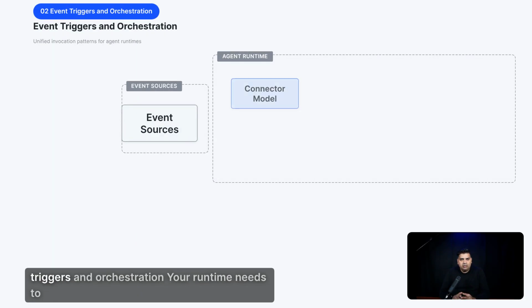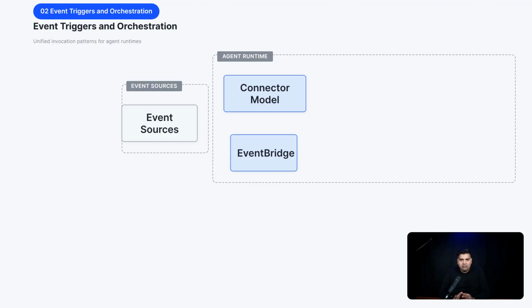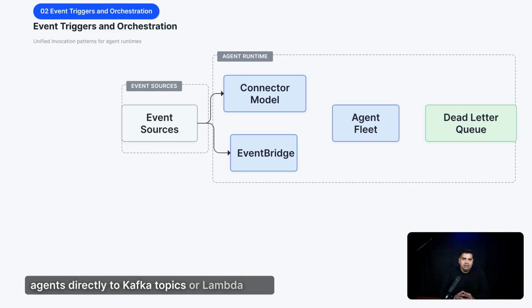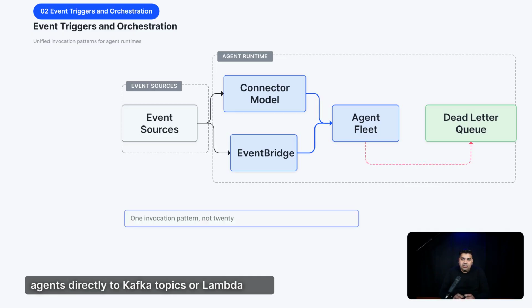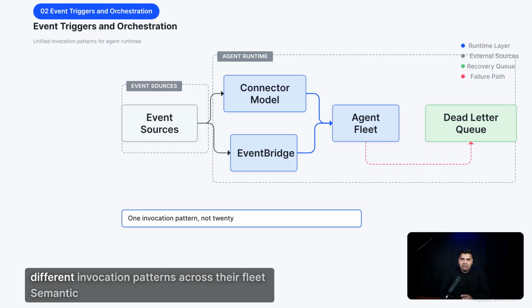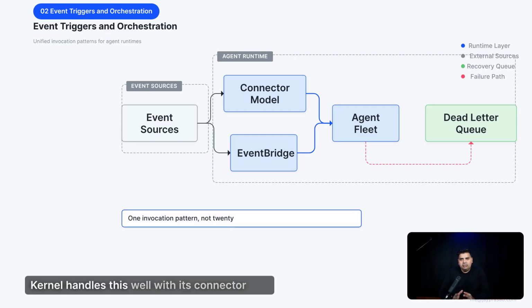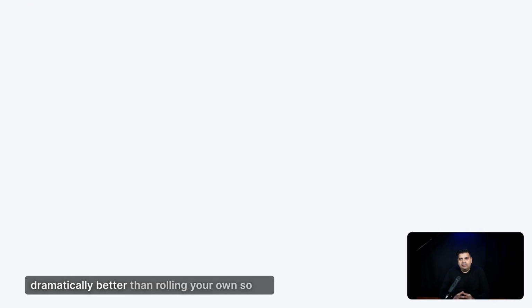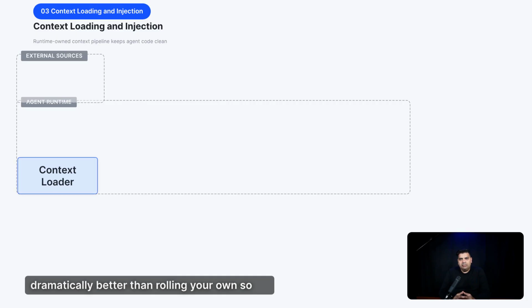Event triggers and orchestration. Your runtime needs to handle webhooks, scheduled jobs, message queues, and API calls uniformly. I've seen teams wire agents directly to Kafka topics or Lambda functions, only to realize they've created 20 different invocation patterns across their fleet. Semantic Kernel handles this well with its connector model, and AWS Bedrock Agents gives you native EventBridge integration. Either approach is dramatically better than rolling your own, so why do teams keep doing it?